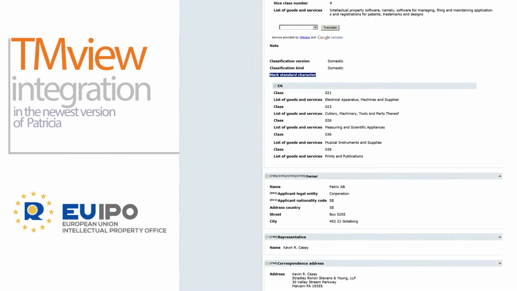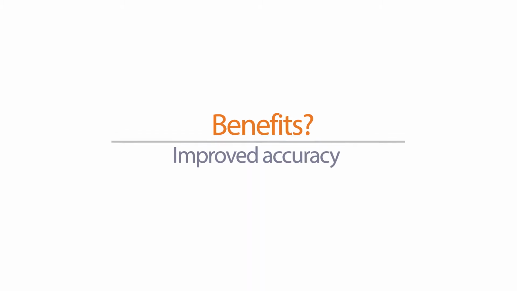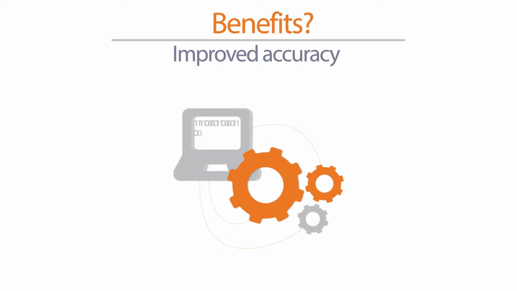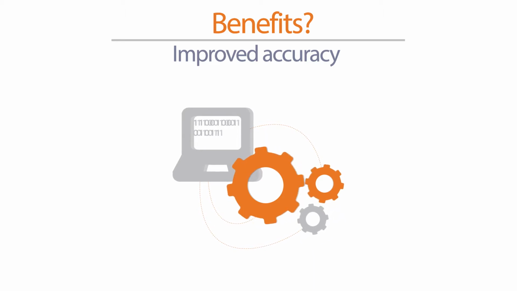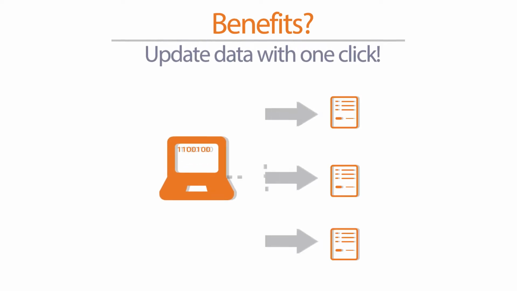Using these services, we can compare data in our case to the matching case as it appears in the record at the EU IPO. So what are the benefits? First, a substantial increase in the accuracy of your data. Comparing your data to that of the TMview in Patricia is a single-click action and will immediately highlight any discrepancies. Second, no manual updating of discrepancies need to be done.